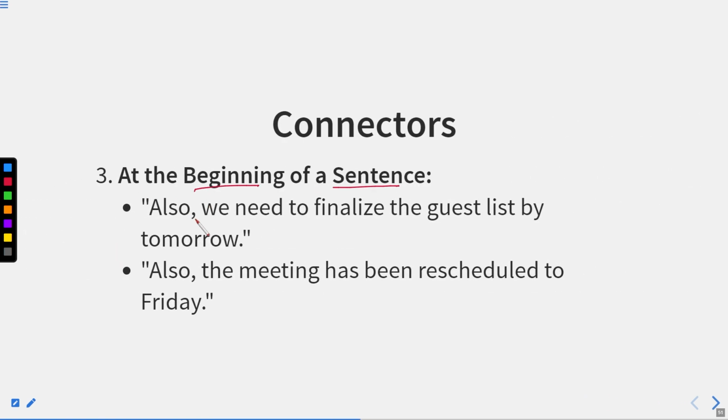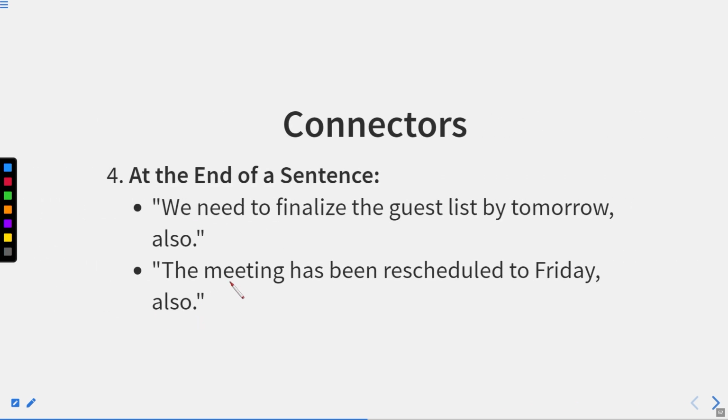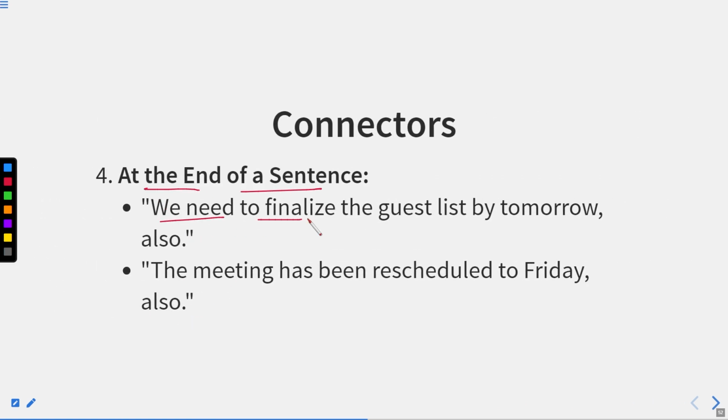At the beginning of a sentence: Also, we need to finalize the guest list by tomorrow. Also, the meeting has been rescheduled to Friday. At the end of the sentence: we need to finalize the guest list by tomorrow also. The meeting has been rescheduled to Friday also. But this should not be used, however.